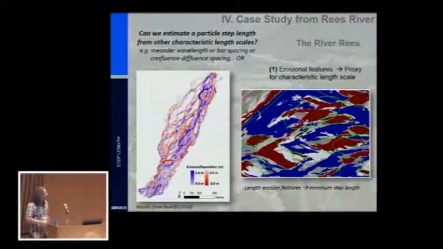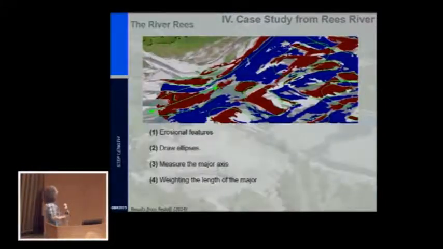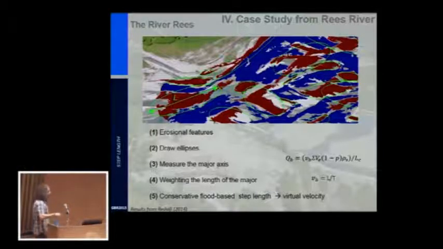So we can look at the erosional features, and we can use them as the minimum step length during the flood that we want to characterize. What we do is draw ellipses in these erosional features and measure the major axis of these ellipses. Then we can weight this axis by the volume of material that has been eroded, and use that to calculate a virtual velocity and apply the morphological approach.